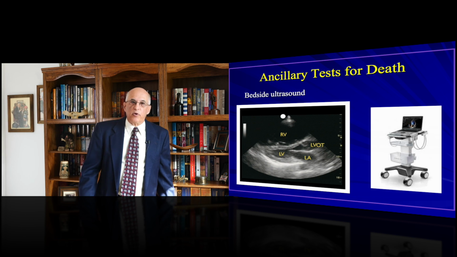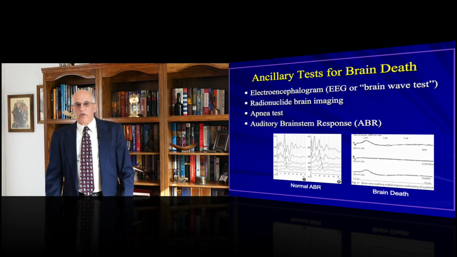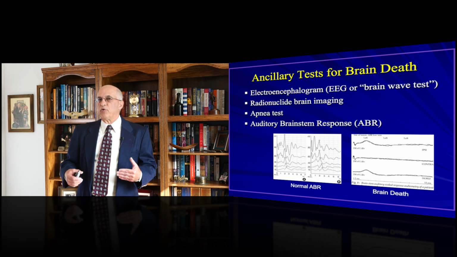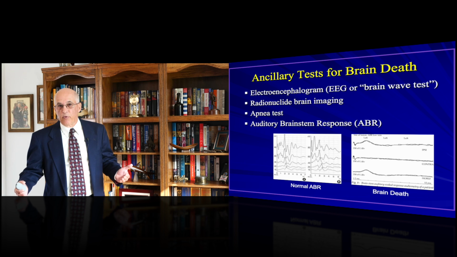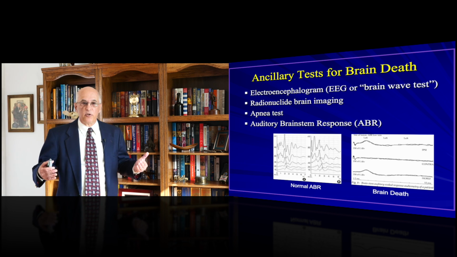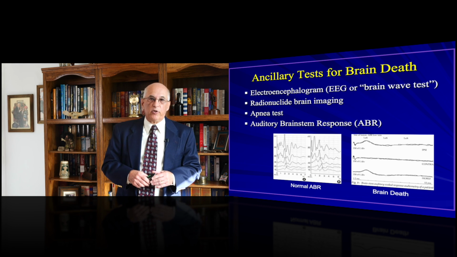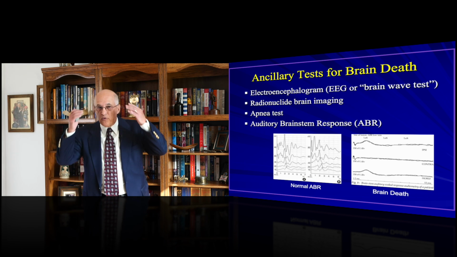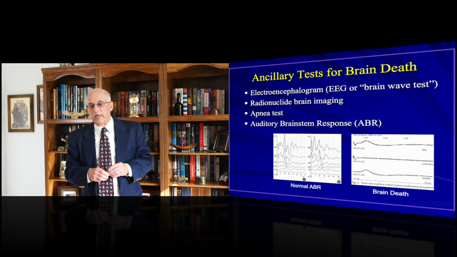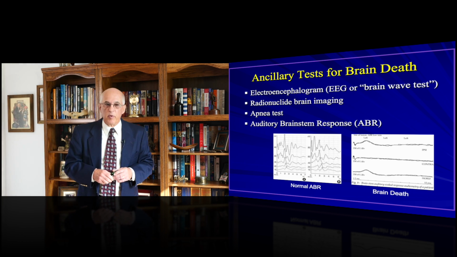There are other things you can do. These are rarely needed, but this would be, let's say you have a young person who's been in a coma for a long time. You're thinking of taking them off the respirator and letting them die naturally, but you need to know if they're brain dead. And so these are some tests you can do. One would be just the old EEG, or the brainwave test, where you put monitoring electrodes on around the skull and look for brain waves, brain activity.